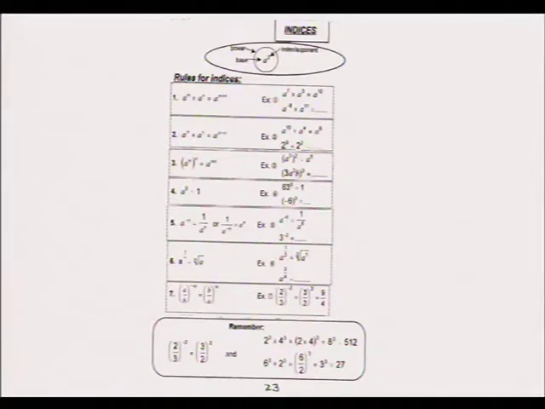Indices. There are the rules. Study your rules and do some examples. There are some examples given, but you have to study this. Very important, number 4, anything to the power 0 is equal to 1. Very simple, remember that. And there at the bottom is also a remember that you have to study.